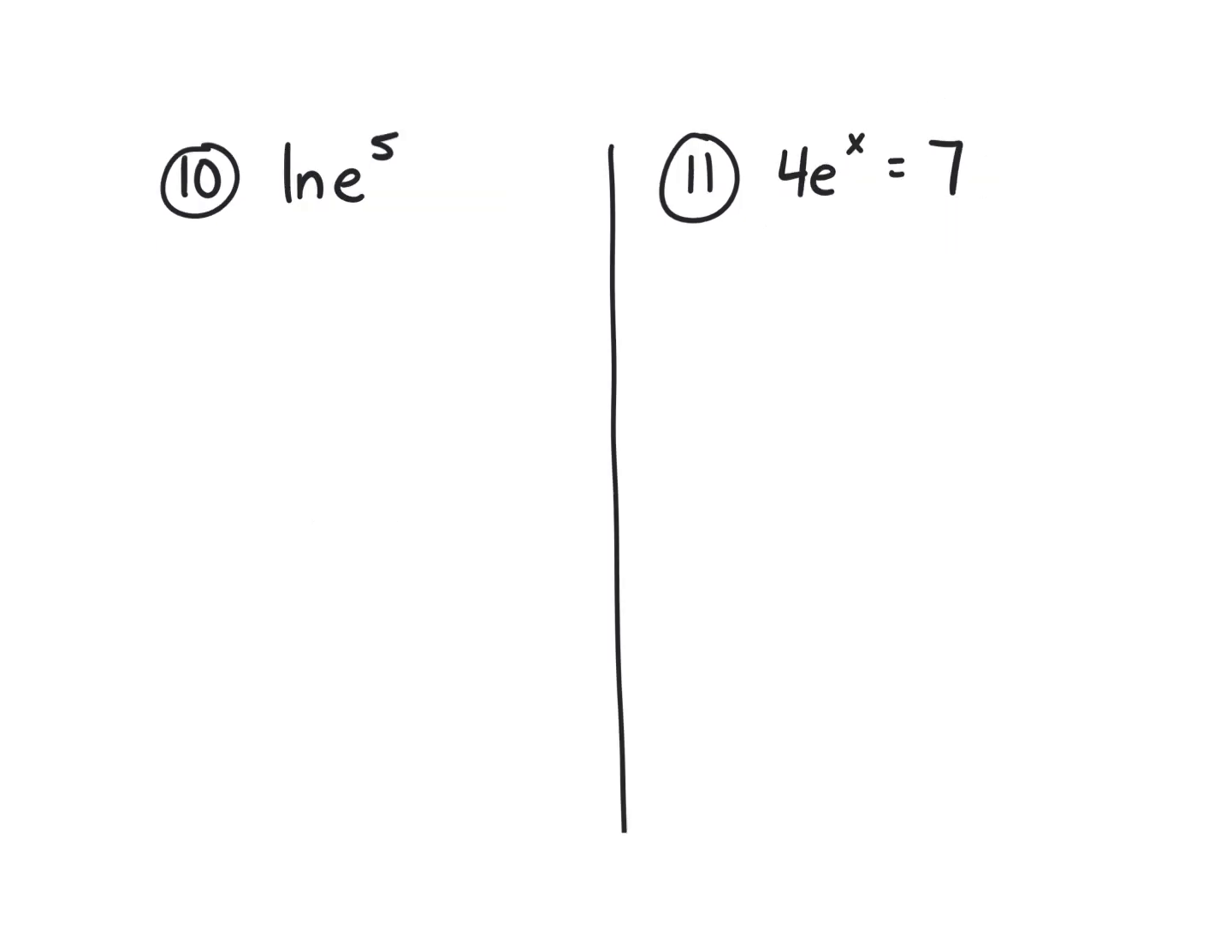Last 2 here. Number 10. What are you thinking? It's a natural log. Yep, remember that natural log and e, those are inverses of each other. So it cancels, and I'm left with, yep, if I set that equal to x there, that means x is equal to 5. So remember, that natural log and that e, they're inverses of each other, so they cancel each other out. All right, what about 11?